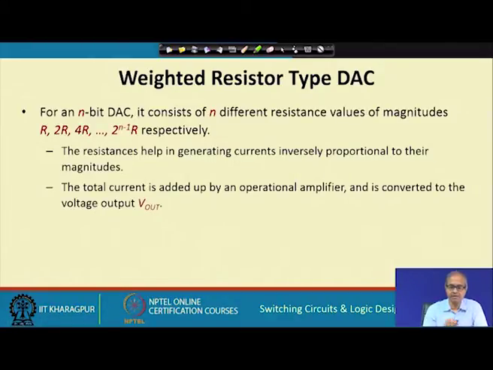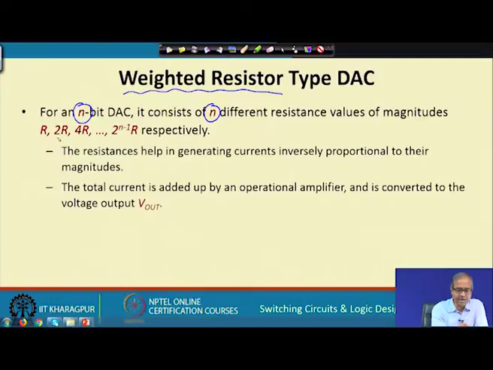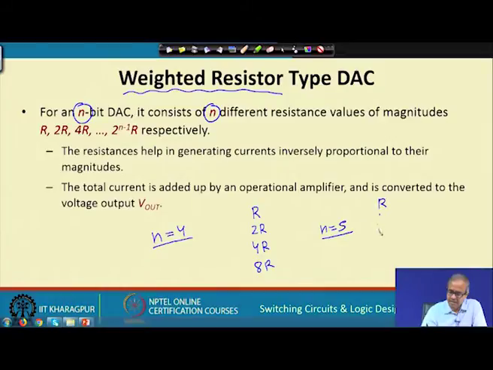The first kind of a digital to analog converter that we talk about is called weighted resistor type DA converter. Let us talk in general about an n bit digital to analog converter, where we use n different resistance values, and the resistance values are of magnitude R, 2R, 4R up to 2 to the power n minus 1 R. Let us say if n equal to 4, there will be n different resistance values, and the resistance values will be R, 2R, 4R and 8R. Similarly, if n equal to 5, then we will be having R up to 16R. If n equal to 6, we will have up to 32R.